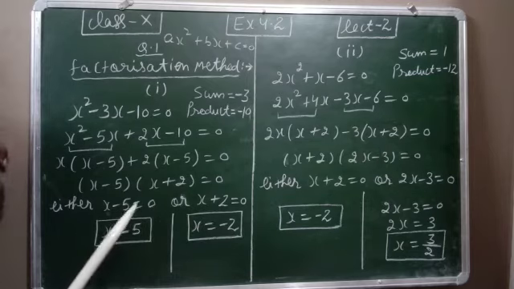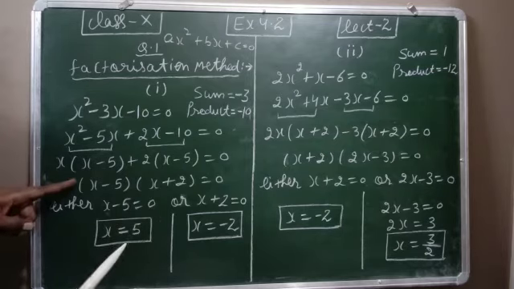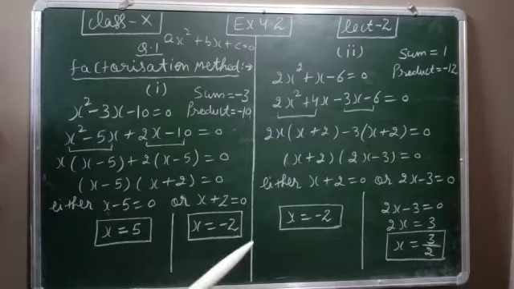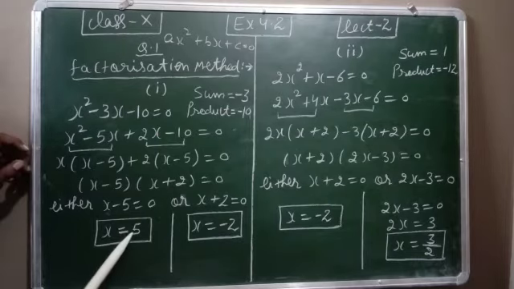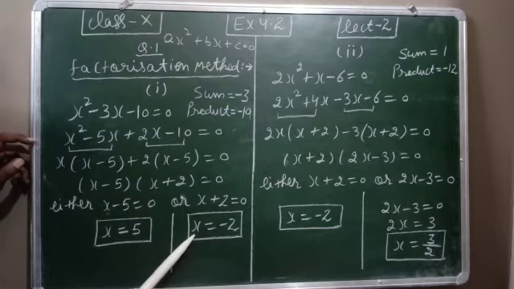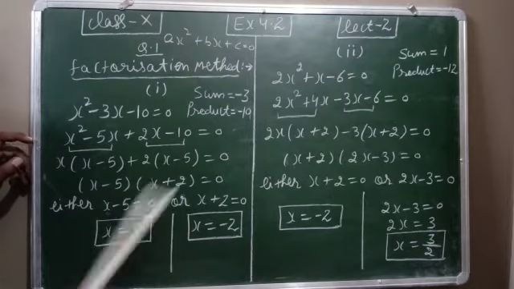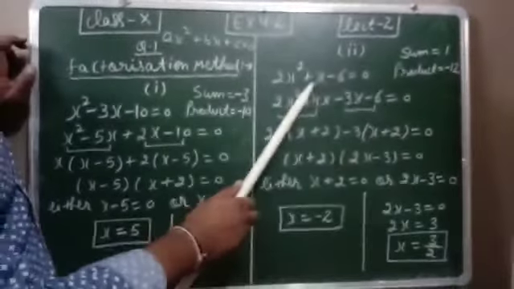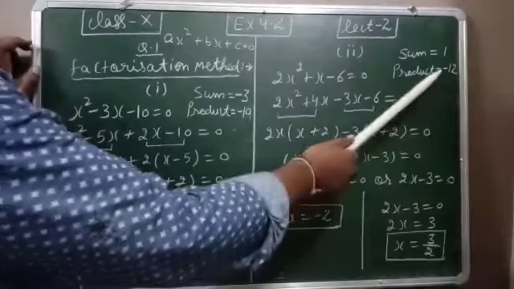In ninth class, we left it there because the word was factorize. But here the word is root. Find the root. Root means we have to find the value of x. So after this, these two are the extra steps: we put each factor equal to 0 and find the value of x. So these two are the answer. In the same way, here the sum should be 1 and the product should be −12.